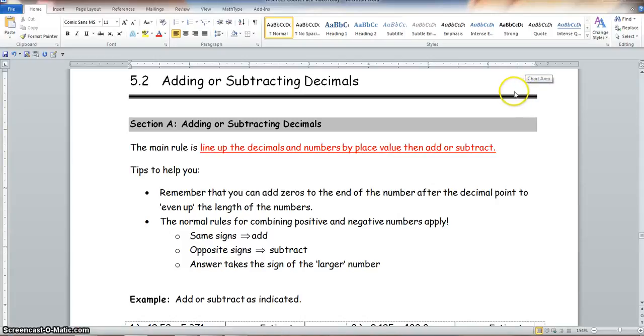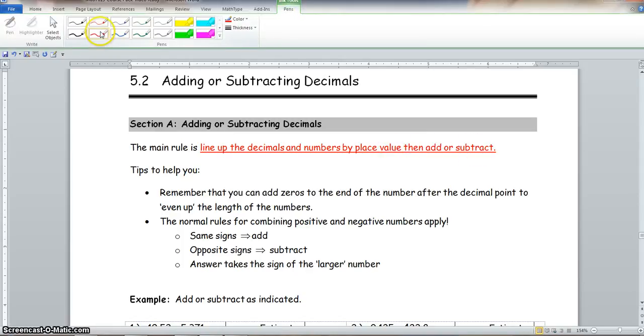Okay, class, we're about to start section 5.2, adding or subtracting decimals. Now, the main rule is to line up the decimals and numbers by place value, then add or subtract. That is the main rule of adding or subtracting decimals.